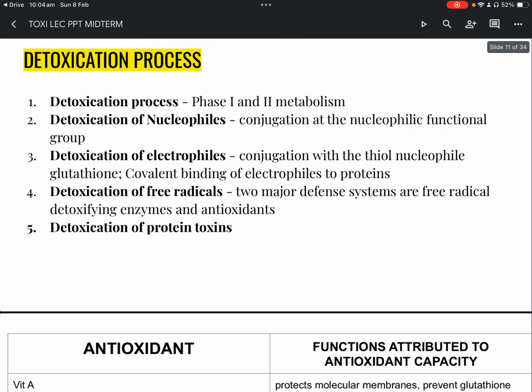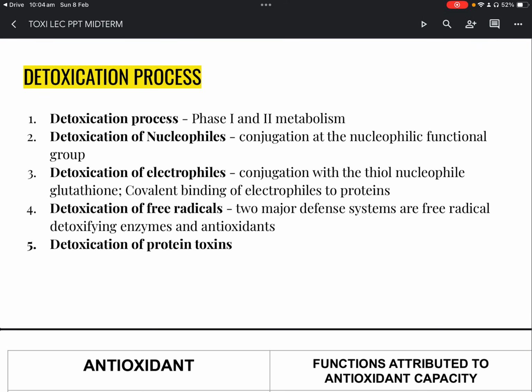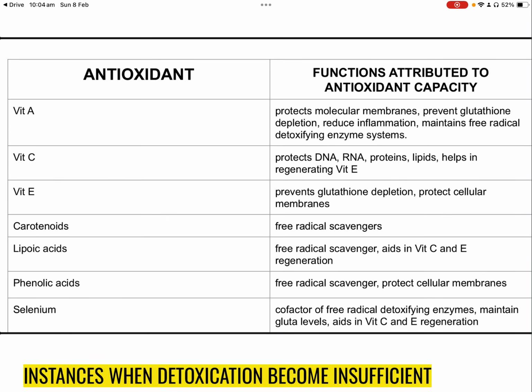Okay, so toxification is also termed as metabolic activation. Again, this is a conversion to electrophiles or free radicals. And the detoxification process is a neutralization of reactive species such as conjugation. Okay, so we will proceed with our antioxidants.